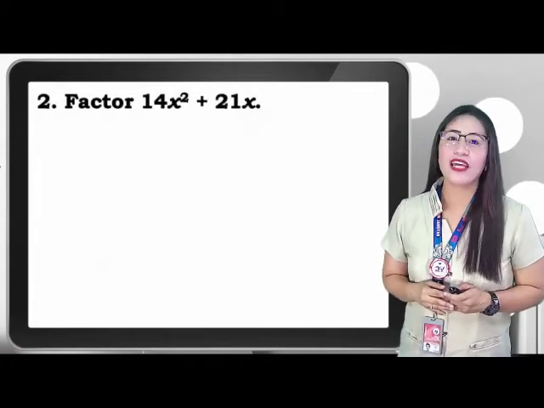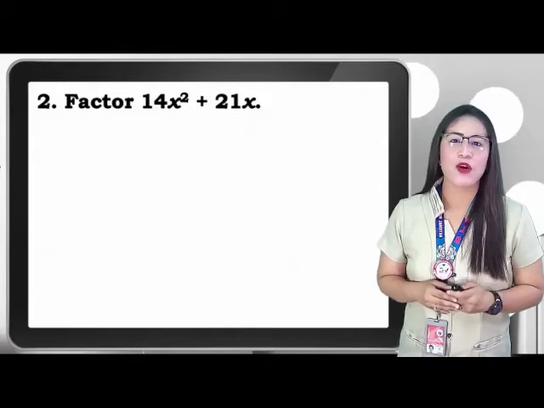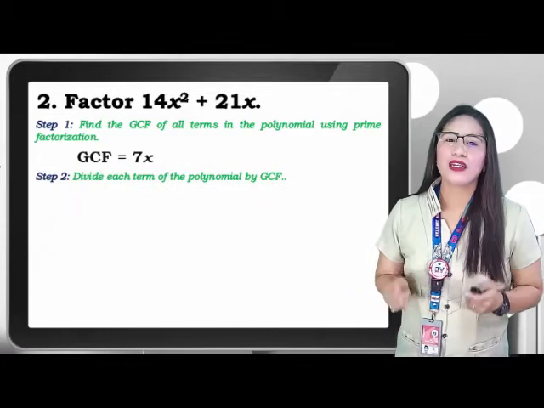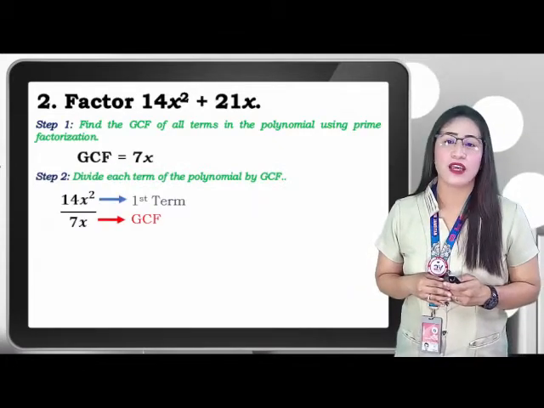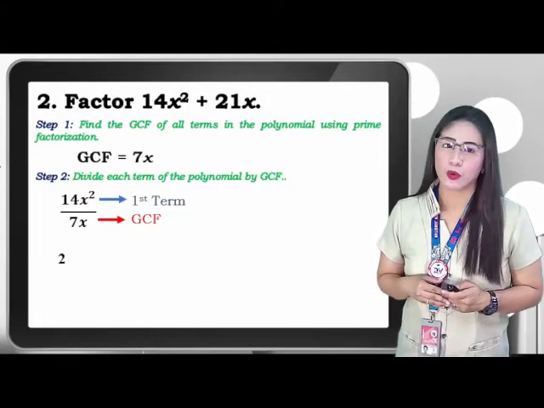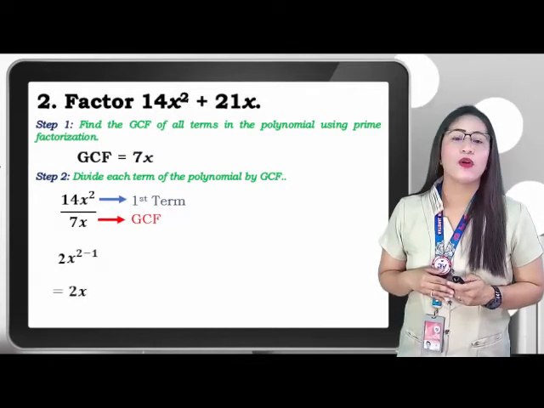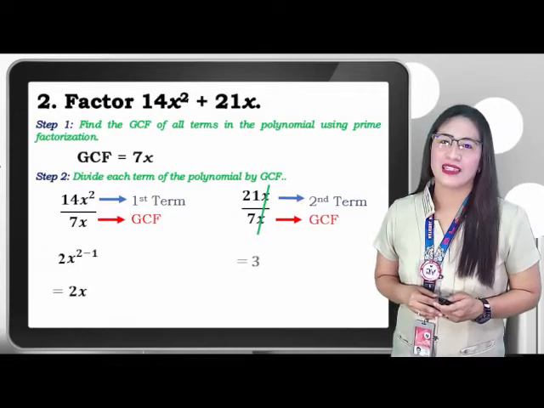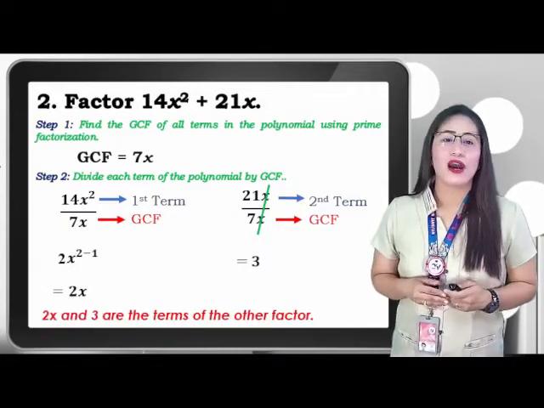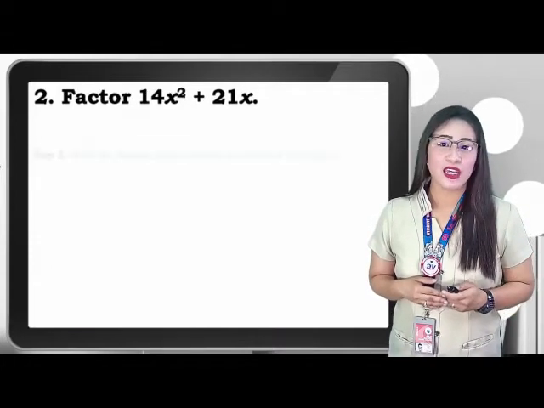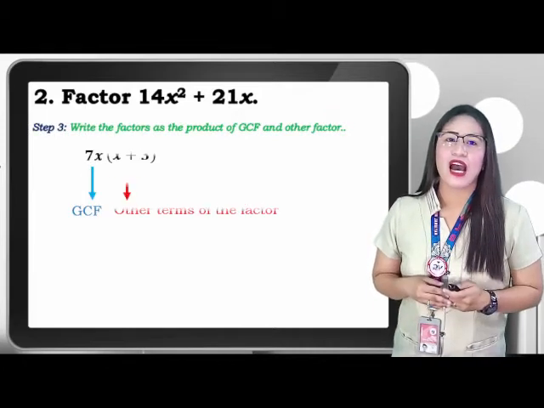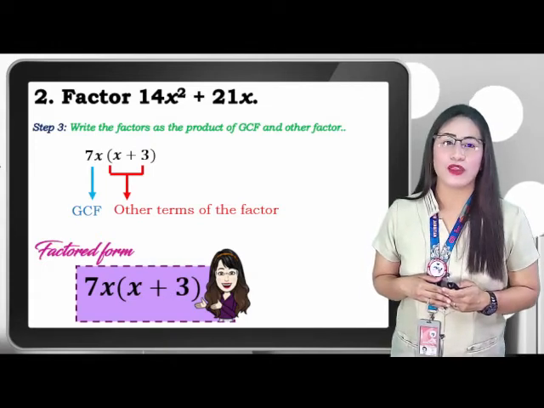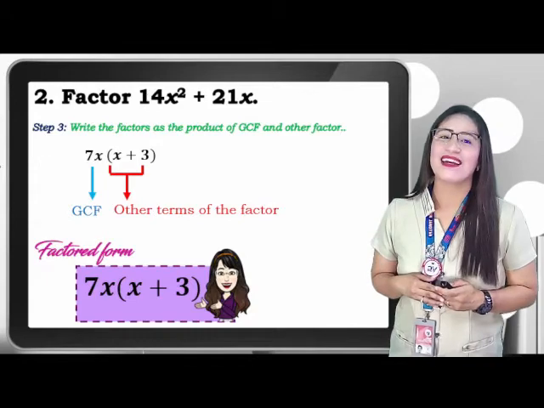Example number 2. 14x squared plus 21x. Step number 1. Upon applying prime factorization, the GCF is 7x. Step 2. 14x squared, which is the first term, divided by the GCF 7x. 14 divided by 7 is 2. Subtracting the exponents 2 and 1, we will have 2x. Second term, 21x divided by the GCF 7x will result to 3. Therefore, 2x and 3 are the terms of the other factor. Step 3. GCF 7x times the other factor, which is 2x plus 3. Therefore, the factored form of 14x squared plus 21x is 7x times 2x plus 3.